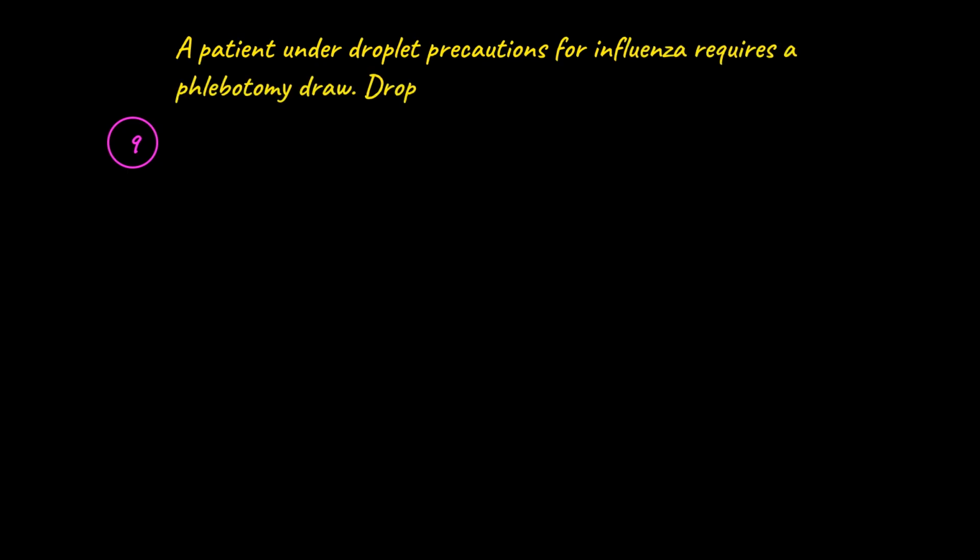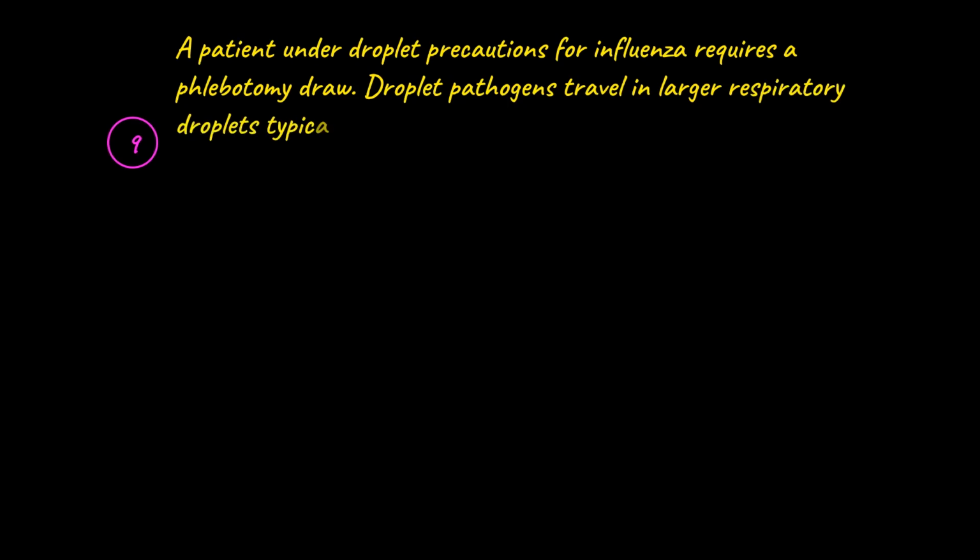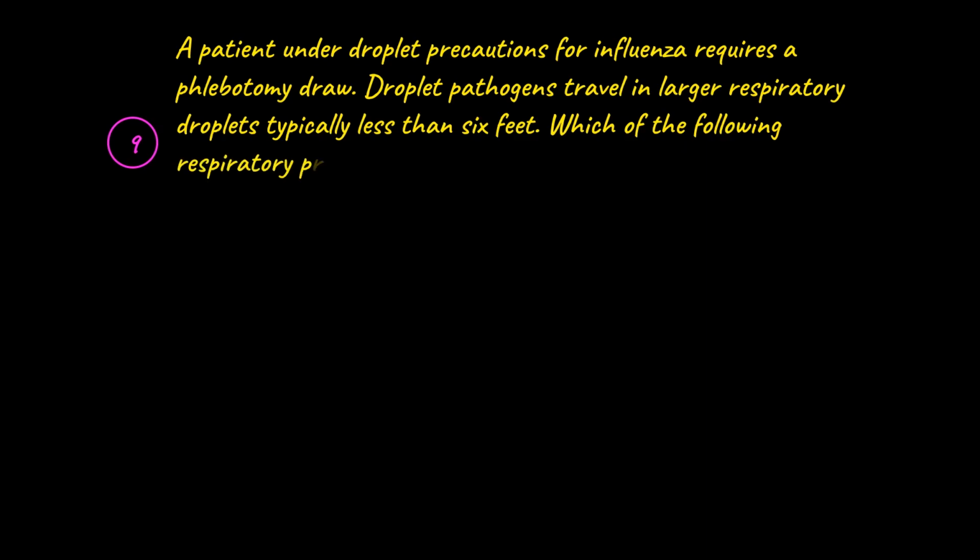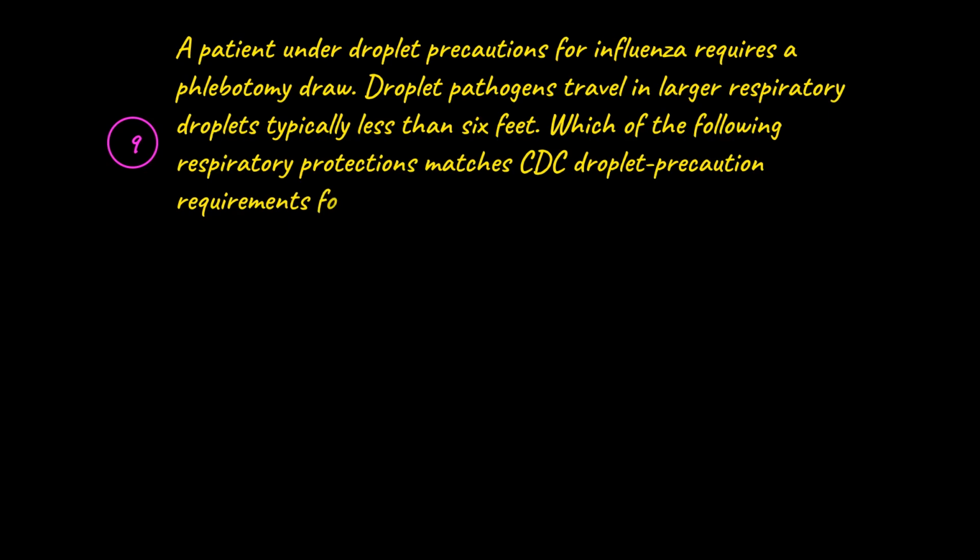Question 9. A patient under droplet precautions for influenza requires a phlebotomy draw. Droplet pathogens travel in larger respiratory droplets, typically less than 6 feet. Which of the following respiratory protections matches CDC droplet precaution requirements for staff entering this room in routine clinical practice?